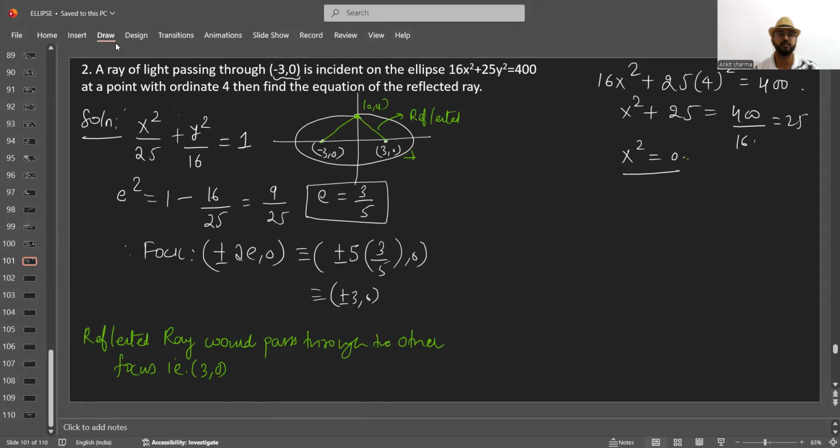So in this case, we're going to have the equation of the reflected ray. This is (0, 4), and this is (3, 0). So the equation of the reflected ray, we can use the two-point form. So I'll be having x over 3 plus y over 4 is equal to 1. So this gives me 4x + 3y = 12.